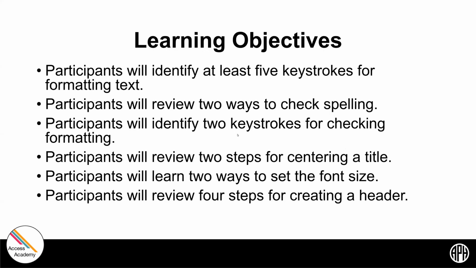So our objectives, we've got several today. We're going to learn at least 5 keystrokes for formatting text, review 2 ways to check spelling, make sure we get that right, identify 2 keystrokes for checking formatting of all types, review 2 steps for centering a title, learn 2 ways to set the font size, and review 4 steps for creating a header.